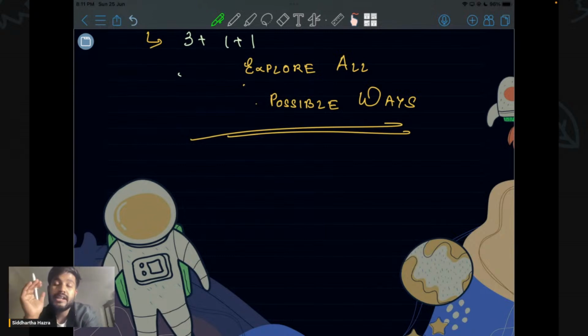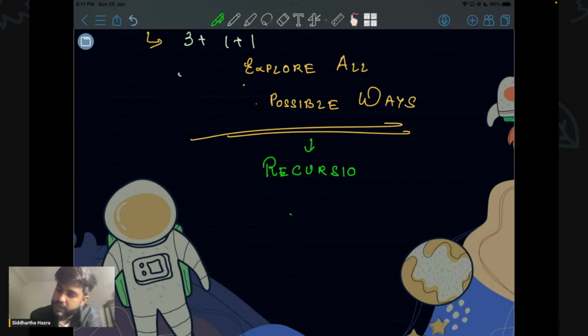What I want to say is that we need to think through all the ways. The ways that we are able to think of correctly would be investing in our answer. So I can say explore all possible ways just tells us that this problem needs to be solved using recursion. So now I would try to solve this problem using recursion.